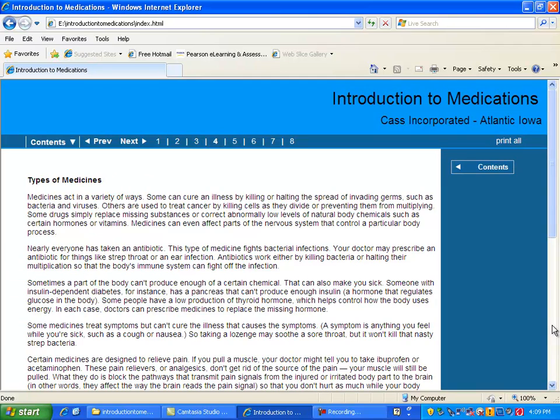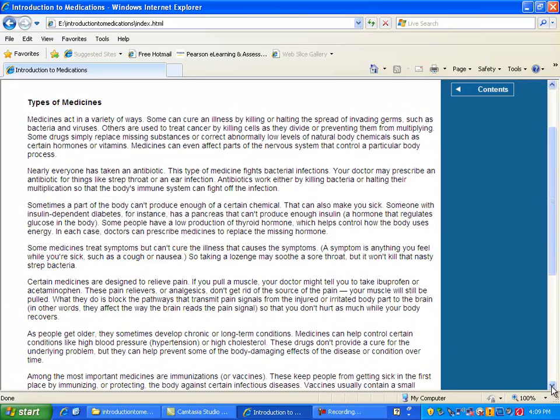There's many different types of medications. Medications act in a variety of ways. Some medications cure an illness by killing or halting the spread of invading organisms or germs, such as bacteria or viruses. Others are used to treat cancer by killing cells as they divide or preventing them from multiplying. Some drugs simply replace missing substances or correct abnormally low levels of natural body chemicals, such as certain hormones or vitamins.